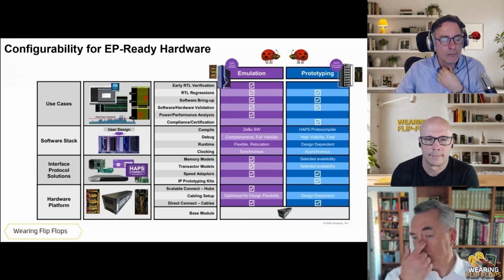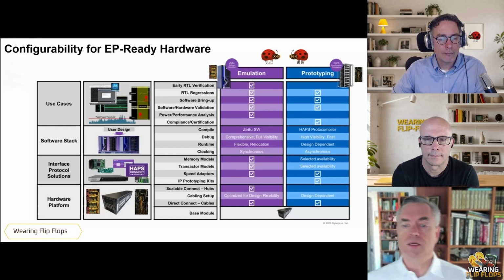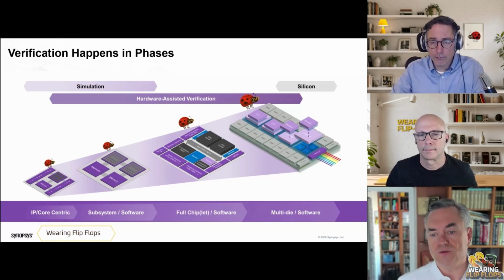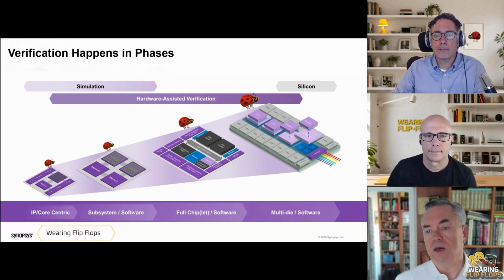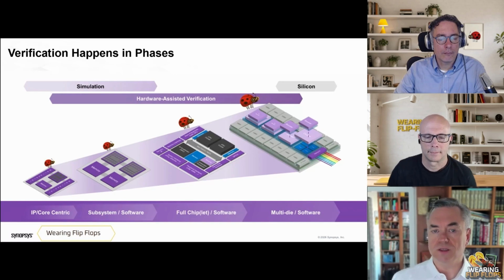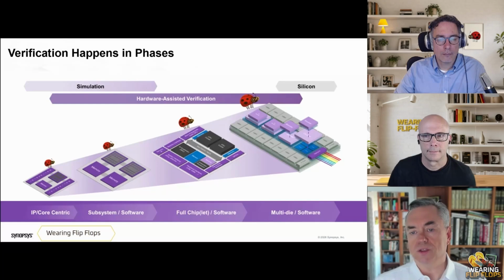Throughout the project, they can change the allocation of your design, which I think we have a slide on, where essentially you can, as a user, grow your design from the IP and subsystem verification to the full chiplet and multi-die verification with software. There are bugs, and there are different types of bugs at every phase. Hardware-assisted verification is the bridge between what you do traditionally in simulation and the advanced use cases like power and performance validation, for which people often relied on silicon.